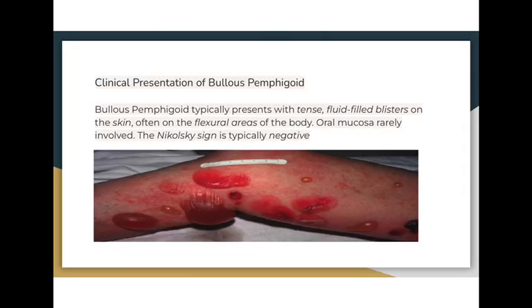Now let's move to bullous pemphigoid. Patients present with tense bulla or blisters. It's often found on flexural surfaces. Oral mucosa is rarely involved, and Nikolsky sign is negative because the blisters aren't peeled off easily.